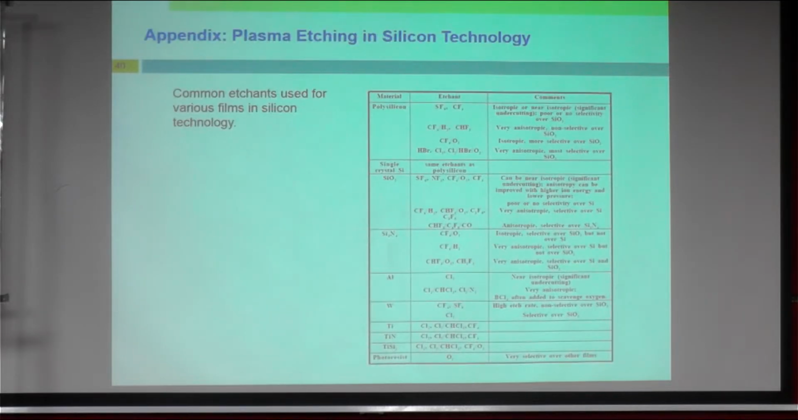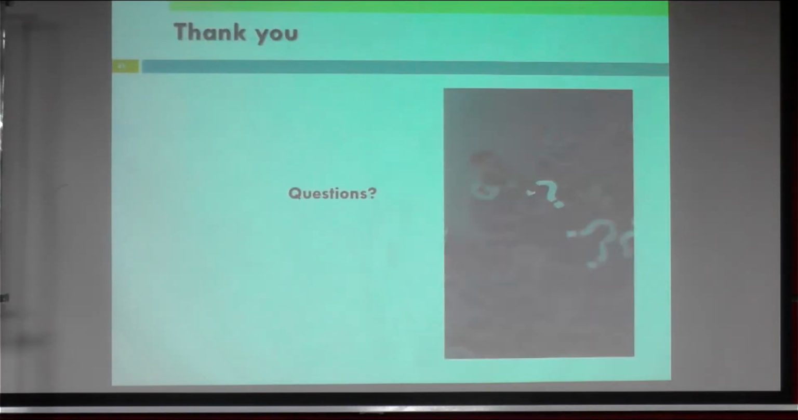So this is a list of common etchants for etching. For polysilicon you use this kind of etchant, for single crystal silicon some other etchants, and for polysilicon and silicon dioxide, this etchant, etc. So you can always refer to the textbook for etchants.